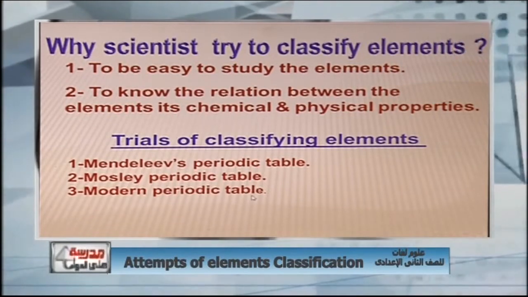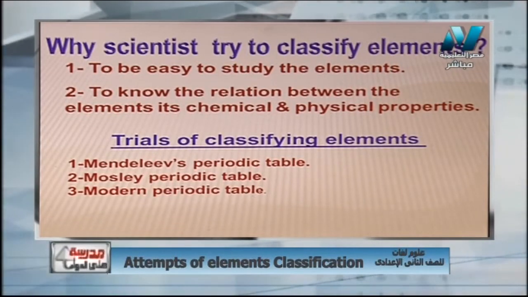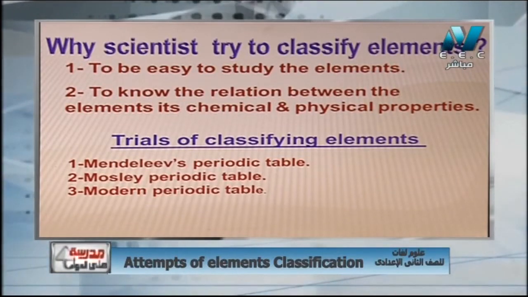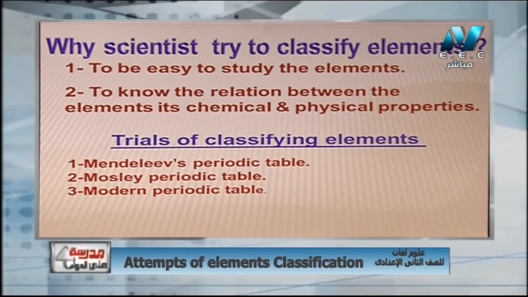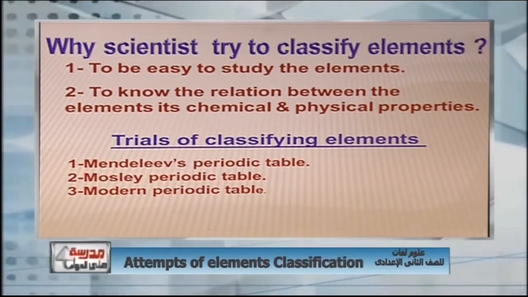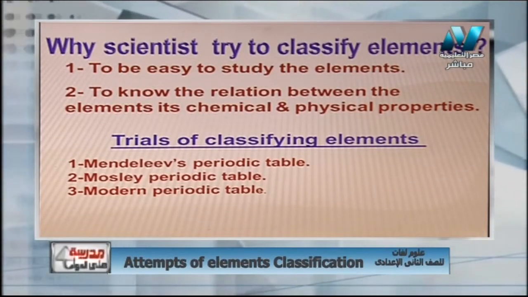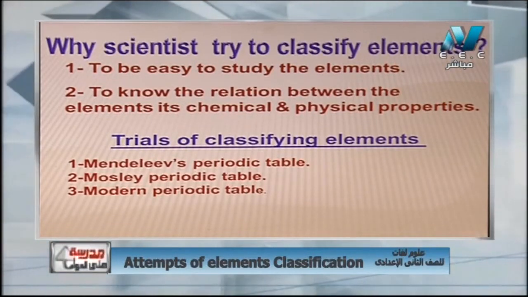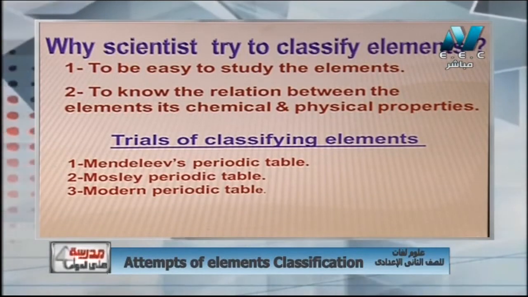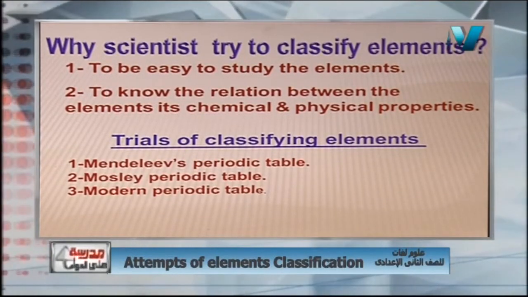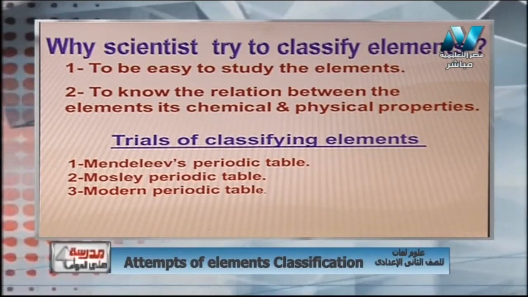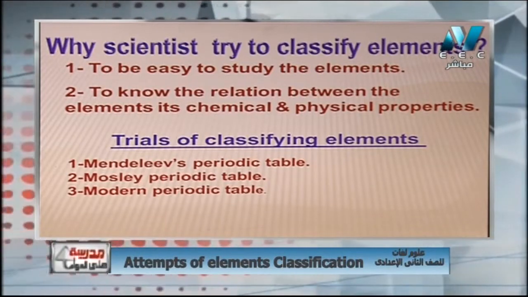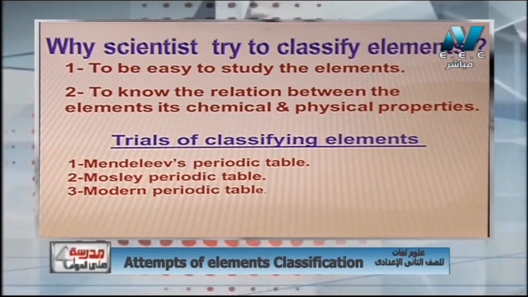The scientists classify elements for two reasons. The reason number one, to easily study them or facilitate their study. Number two, to find the relation between their chemical and physical properties. Then how many attempts are we going to study? Three attempts. Number one, Mendeleev's. The second periodic table is Moseley's periodic table, he is a scientist also. And number three is the modern periodic table.